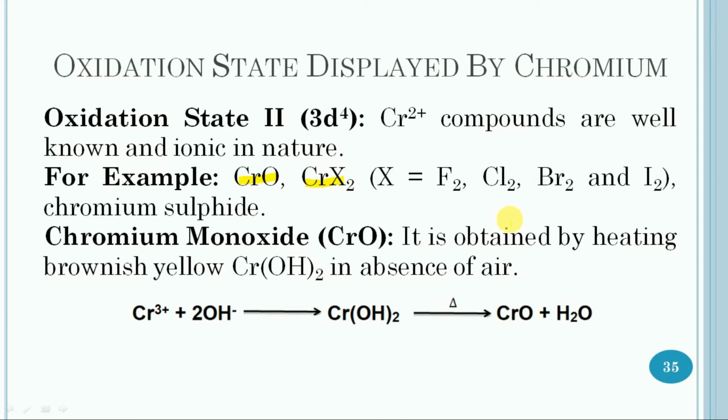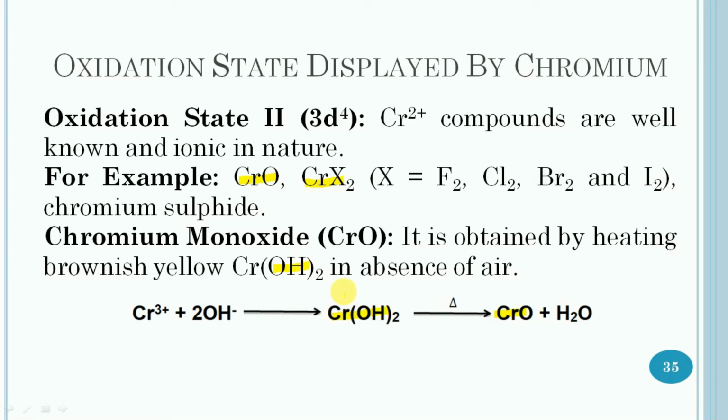It is obtained by heating brownish yellow chromium hydroxide in absence of air, or by exposing chromium amalgam to air and distilling off mercury under pressure. So this is the reaction showing the formation of chromium oxide by heating chromium hydroxide in the absence of air.